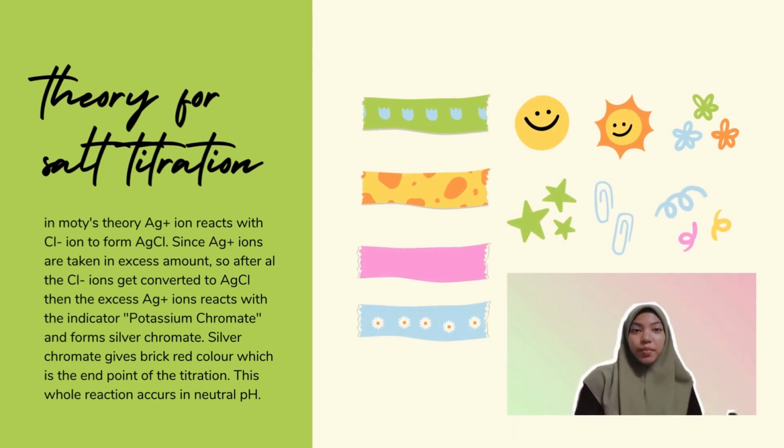Next, I will be explaining to you the theory for salt titrations, and the next presenter will be explaining in more details about these salt titrations. In most methods, Ag+ ion reacts with Cl- ion to form AgCl. Since Ag+ ions are taken in excess amount, after the Cl- is converted to AgCl, the excess Ag+ ion reacts with the indicator, which is potassium chromate, and forms silver chromate. This silver chromate gives brick red color, which is the endpoint of the titrations. Take note that this whole reaction occurs in neutral pH.